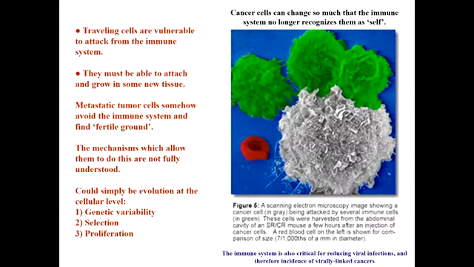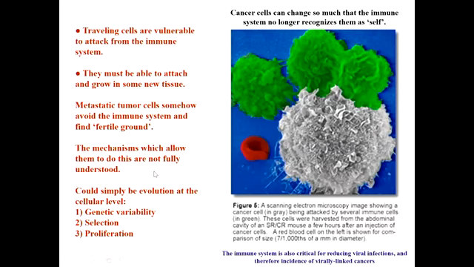Okay, so what happens to these cells? We've already covered a lot of this, so I'll be really quick about it, but traveling cells are vulnerable to attack from the immune system, so that's why most of them die. They must be able to attach and grow in some new tissue. They must avoid the immune system and find that fertile ground that's the right home for them. The mechanisms which allow them to do this are not fully understood. I've tried to give you a flavor of what they're up to. We're limited by class time and my own knowledge, but we're also limited by what we as human beings understand. This is an active area of research.